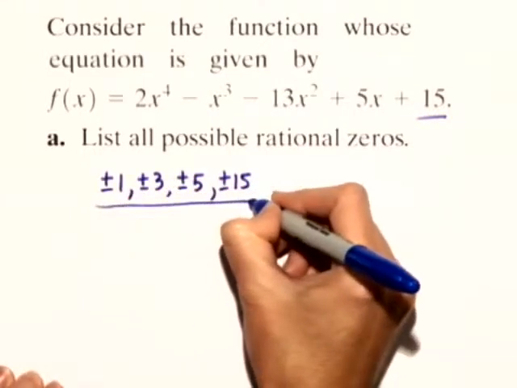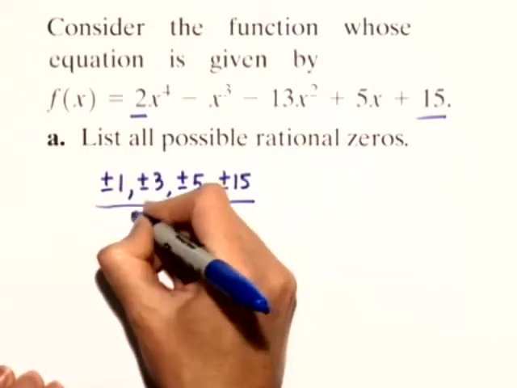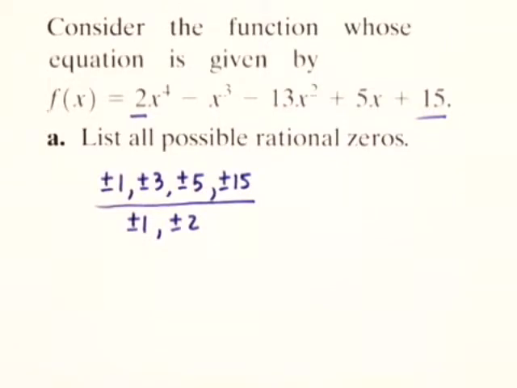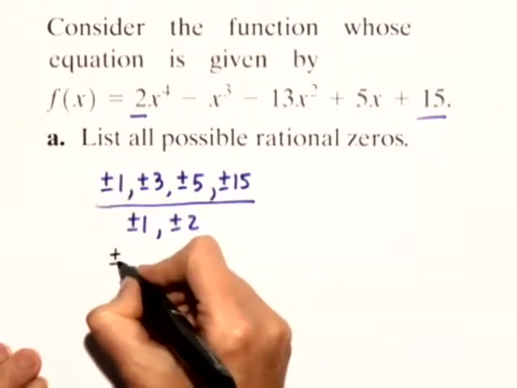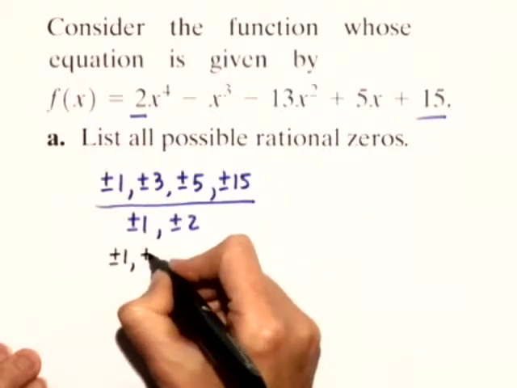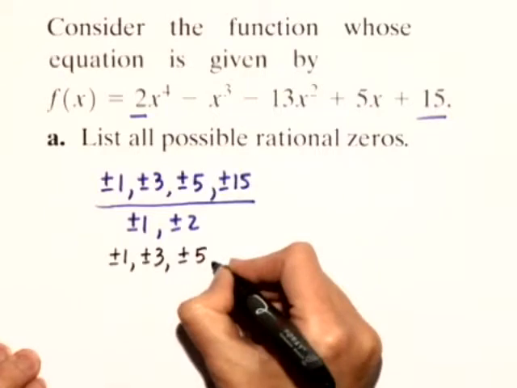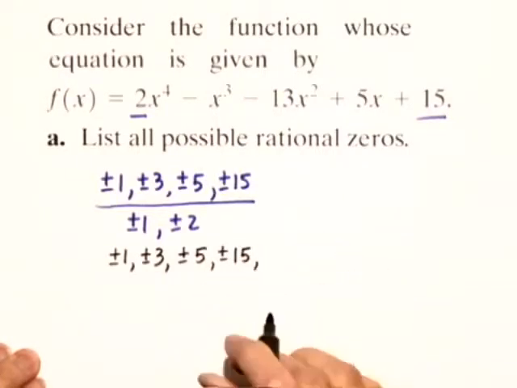In the denominator, we want all of the factors of our leading coefficient 2. So we just have plus or minus 1, plus or minus 2. So let's list what these are. We're going to have plus or minus 1 divided by 1, plus or minus 3 divided by 1, plus or minus 5 divided by 1, and plus or minus 15 divided by 1.